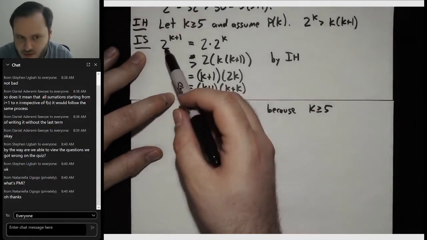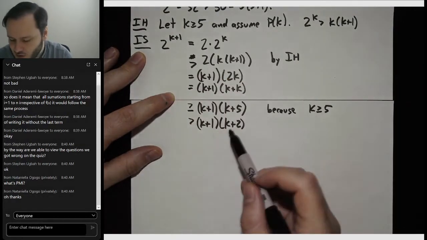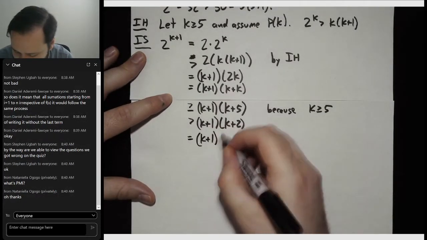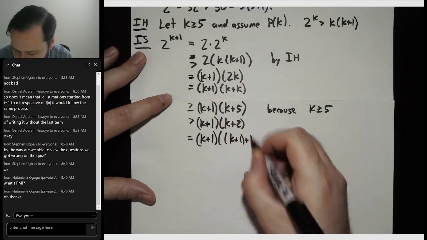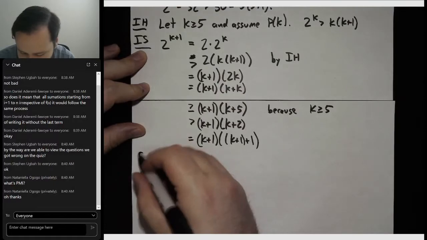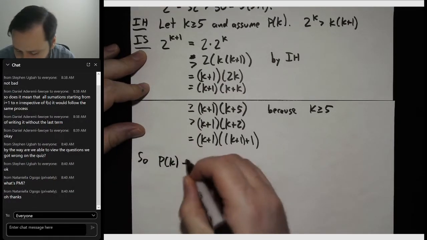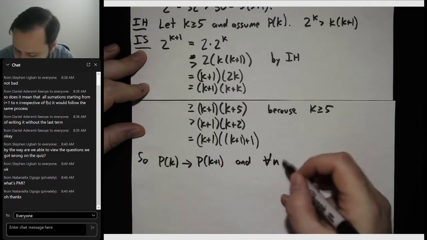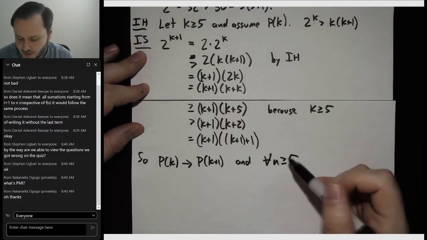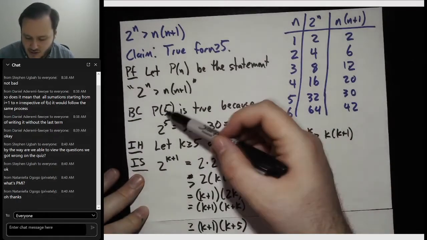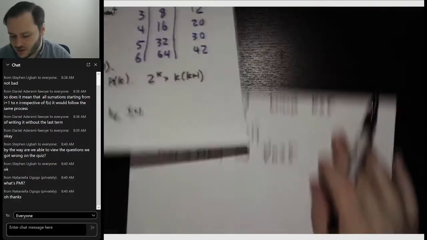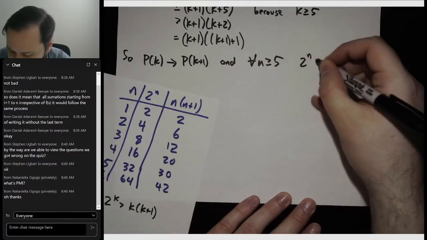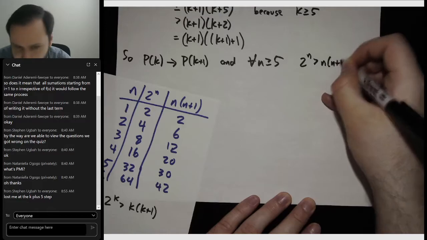So I have proven that 2 to the k plus 1 is bigger than k plus 1 times k plus 1 plus 1. So P of k implies P of k plus 1. And for all n greater than or equal to 5, really important, since my base case was 5, this isn't true for all n greater than or equal to 1, it's true for all n greater than or equal to 5. 2 to the n is strictly bigger than n times n plus 1.